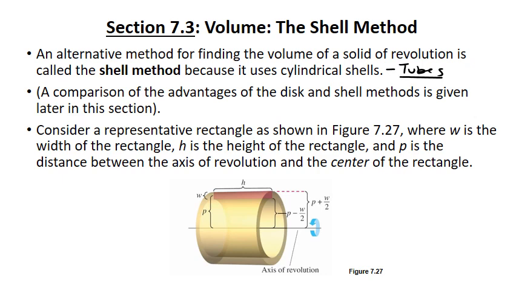So what we want to do is basically find the volume of these tubes. So this picture down here kind of illustrates what's going on. So you can see the tube that we have, and we're going to have another representative rectangle just like we did before, where W is the width and H is the height of the rectangle, and P is the distance between the axis of revolution and the center of the rectangle. So it's important to notice that P is really the distance between the axis of revolution and the center of the rectangle. And that can be found by this. So it's P plus half of the width.